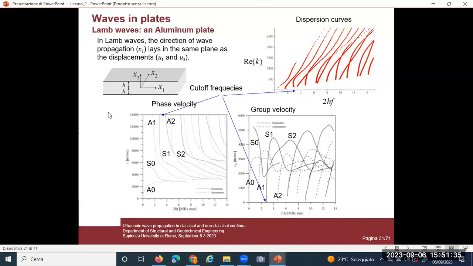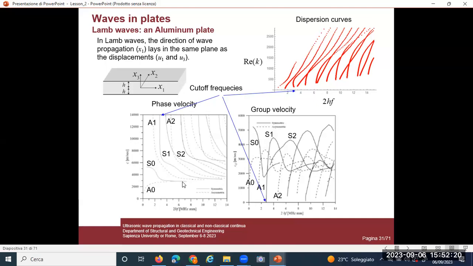The solution for Lamb waves is something like that. You see, I have reported here some diagrams that are pretty much the same as I did before for the shear waves. You have a dispersion curve where you've got wave number as a function of frequency. Actually, this is the product between thickness and frequency. Phase velocity as a function of this product, group velocity as a function of this product. You see how complicated is the propagation in this plate.